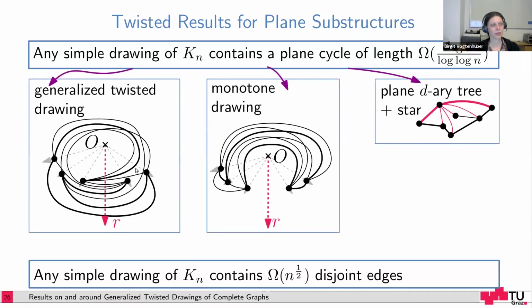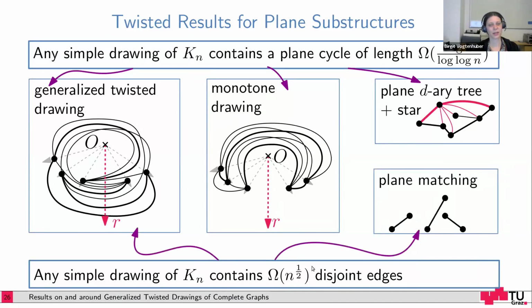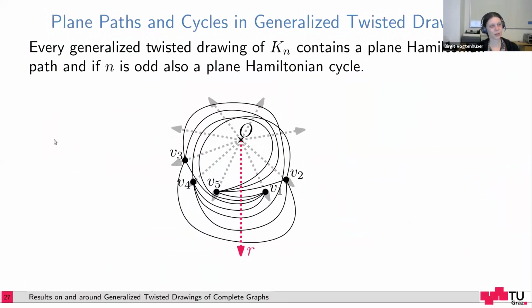The main proof ingredients are, of course, generalized twisted drawings, and then monotone drawings that I mentioned in the beginning, and d-ary trees plus stars on the one hand, and plane matchings for the matchings on the other hand. So the only really unknown structure here are generalized twisted drawings. So let me start with them again.